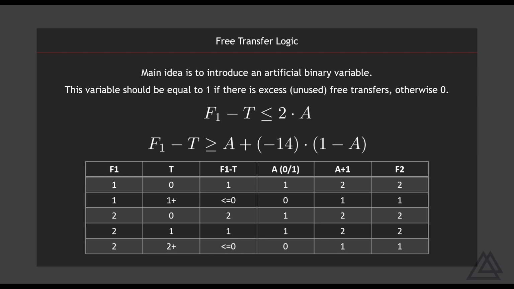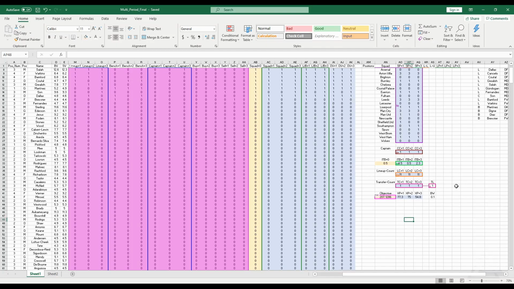But using this will help us, because we can then count how many free transfers we are using, and we can also put a penalty for the penalized transfers, because currently our optimal model is not allowing us to take a transfer hit. What I'm going to do is get rid of this constraint here.